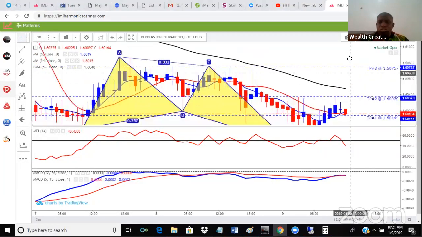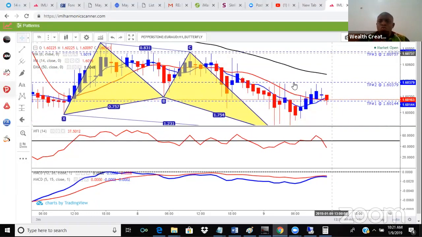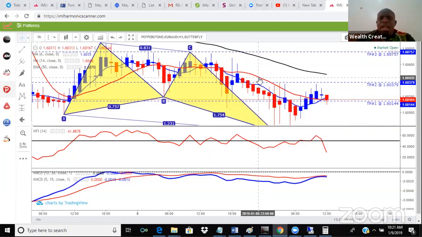So how do I use this? Number one rule, before I place my trade, I check where the trend is happening. So look at this. The blue is below the red, and they are both below the black. This is a sell signal.